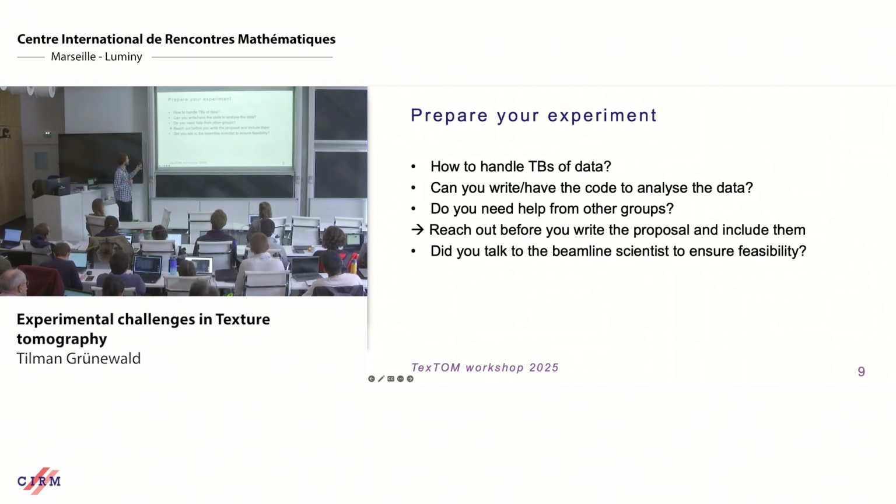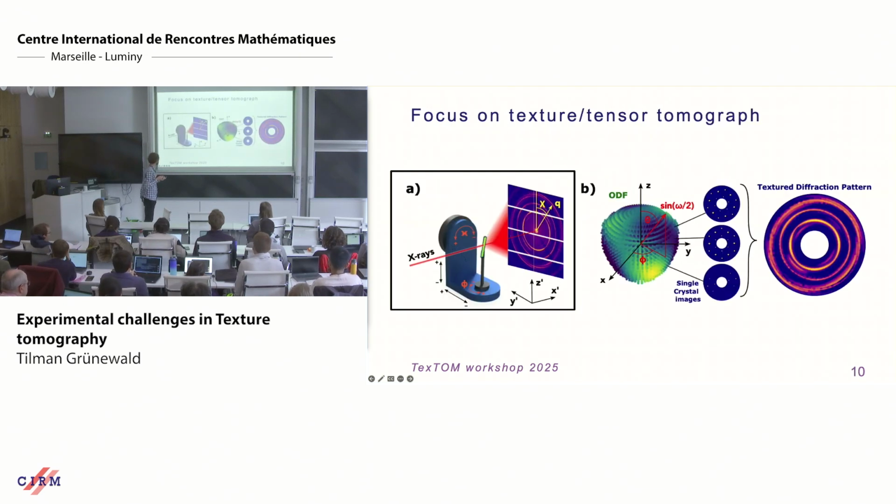Some things to consider: are you able to handle your data? Are you able to analyze your data? Do you have the right codes? Do you need collaborations? If you need them, ask them before you write the proposal and not just pop up in someone's mailbox with "I have 20 terabytes of data, I need your help to analyze it." And talk to your local friendly beamline scientist to see if your idea is actually feasible. They're very accommodating, but you need to talk with them before.